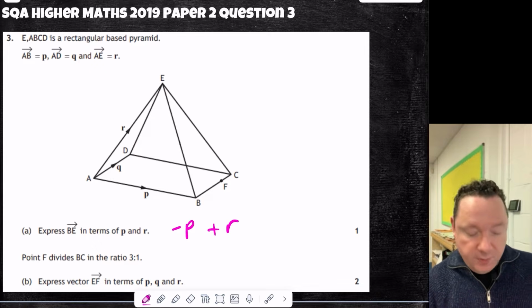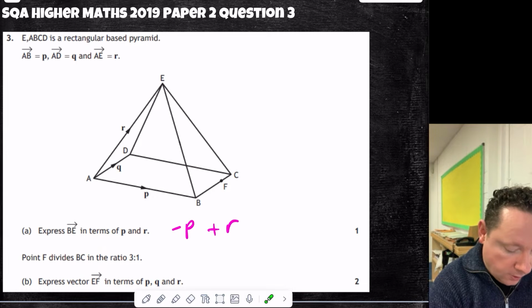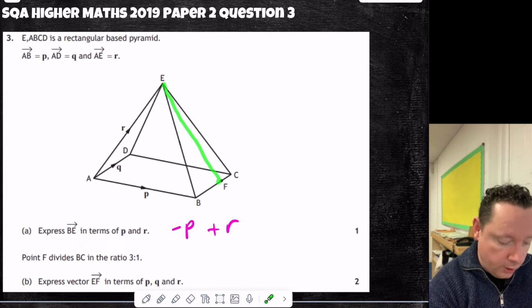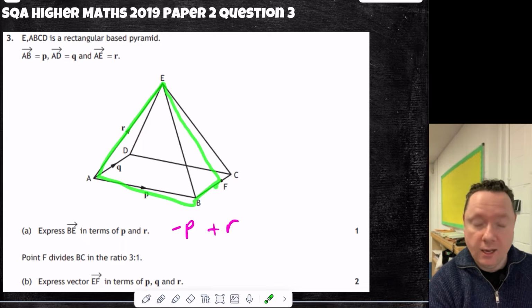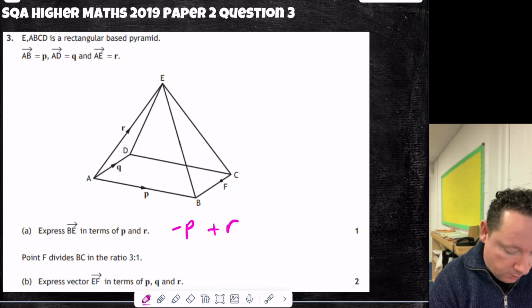Point F divides BC in the ratio 3 to 1. Express the vector EF in terms of P, Q and R. So EF, just to be clear, is from here down to there. I want to get to there, but I need to go a path that I can actually use. So we could go along there, down there, and then back to there, and that will give me that. So let's just trace that out. I've got minus R plus P. So let's write that down to start with, minus R plus P.